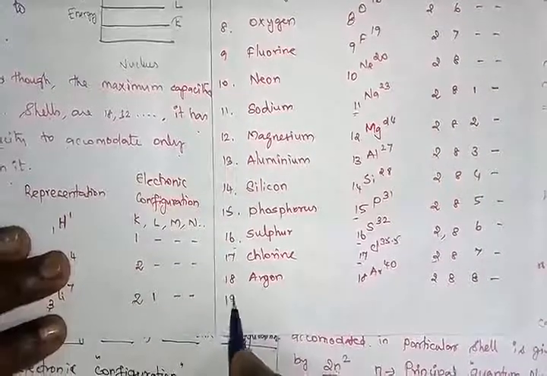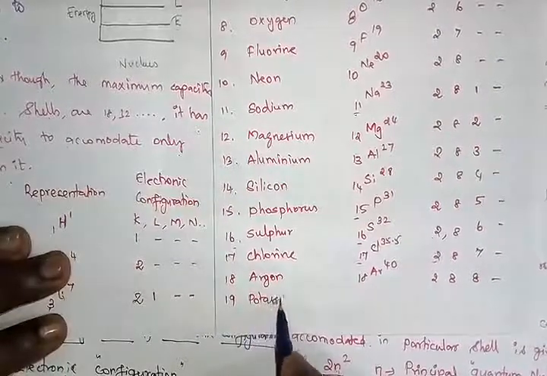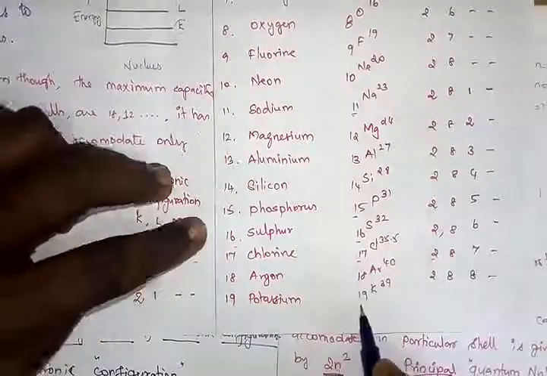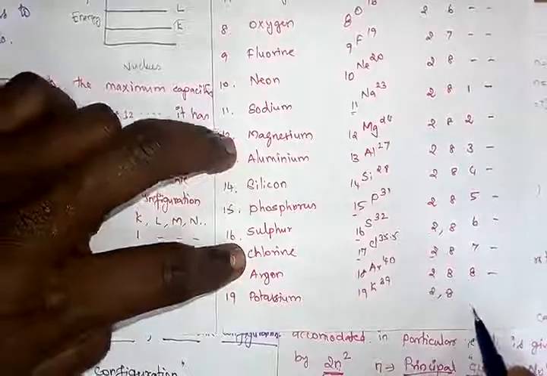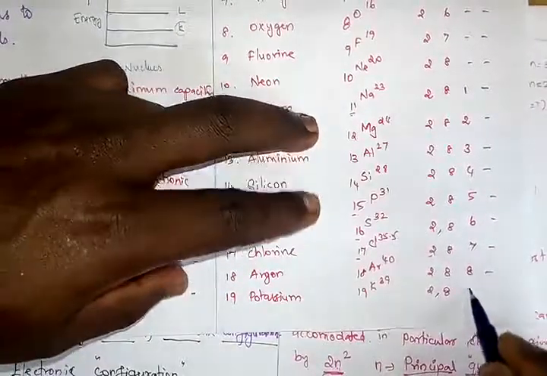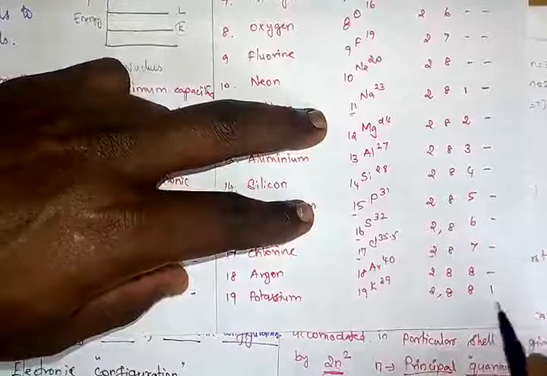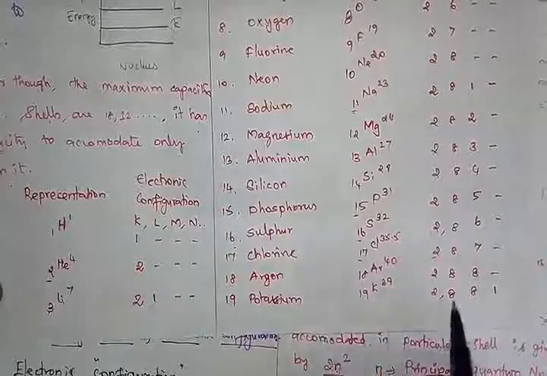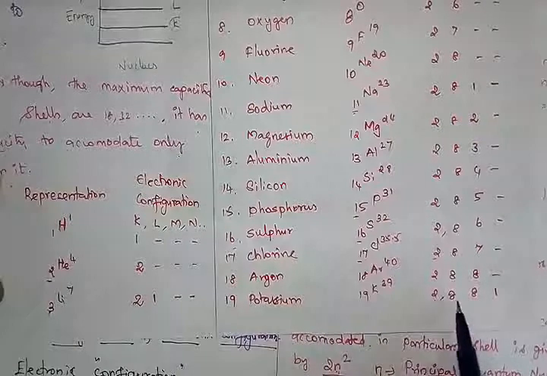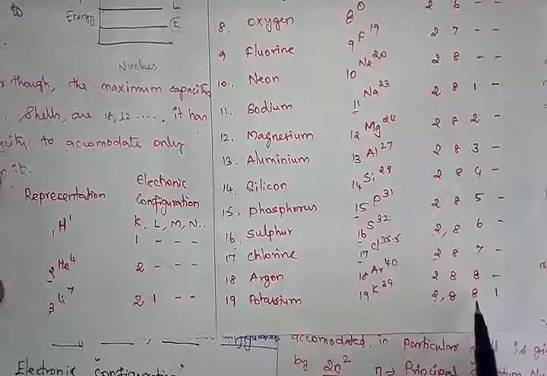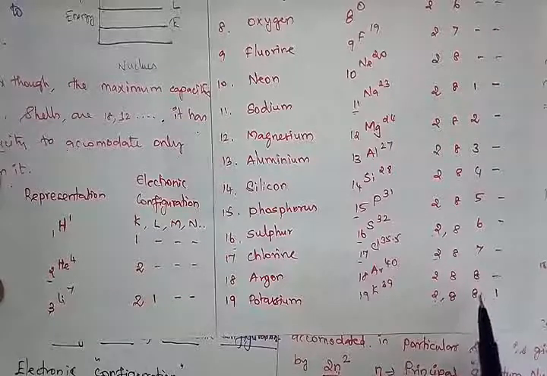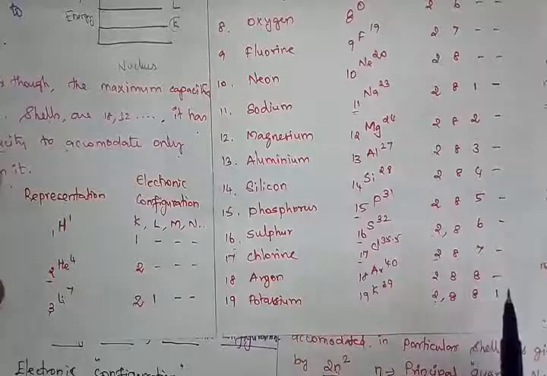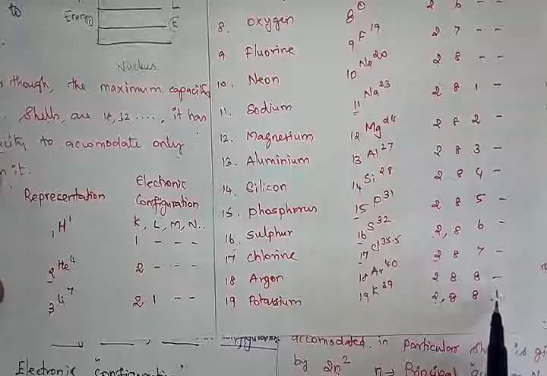The example is the 19th one, which we call potassium, 19K39. So there are 19 electrons in it, 2 comma 8 comma 8 and then 1. So like that we have to fill. This is what the rule talks about, right? Once the K shell is filled, then go to the L shell. Once the L shell is filled, then go to the M shell. But for the M shell, we have one more rule. The capacity of the M shell is 18, but only 8 electrons are filled initially. Then only the next electron will jump up to the N shell, right?